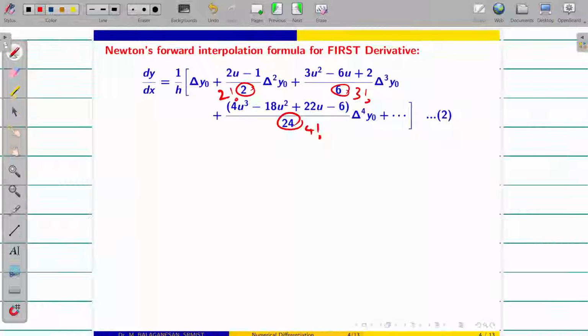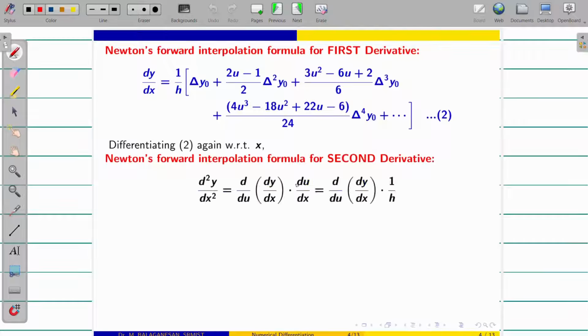Right. So how to find the second derivative now? Again, I have to differentiate with respect to x. I have to find d square y by dx square. What is the meaning of that? I have to differentiate dy by dx with respect to x again. But I can't differentiate with respect to x directly because everything contains u only. That's why I'm going to adjust it. Actually, I have to find d by dx of dy by dx. So this is the second derivative, d square y by dx square.